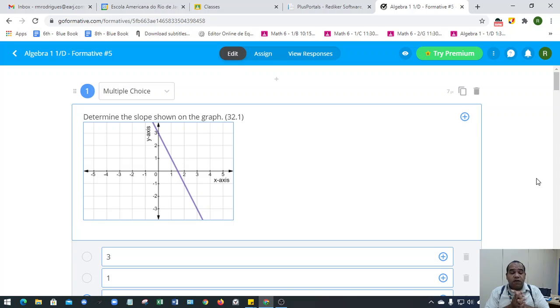Let's solve right now our formative number 5 we had in our last class. Right now, let's work a little bit to understand and be prepared for the next summative. Great. Let's go ahead here.